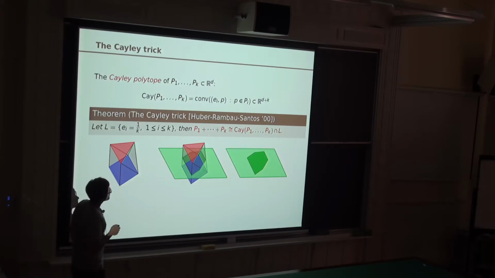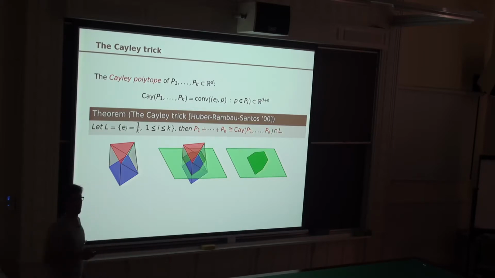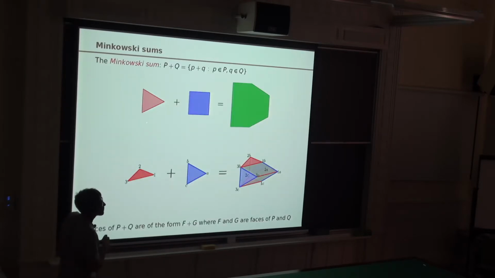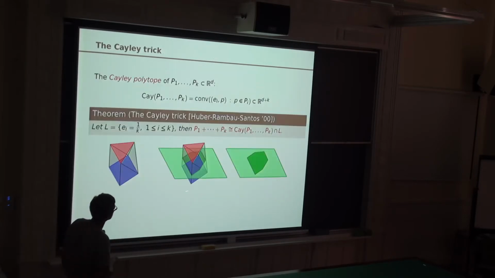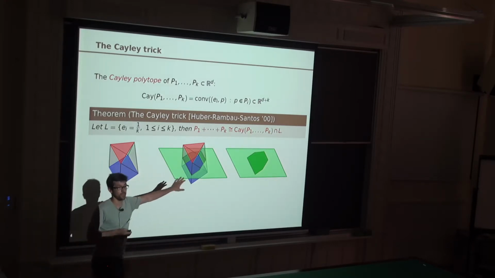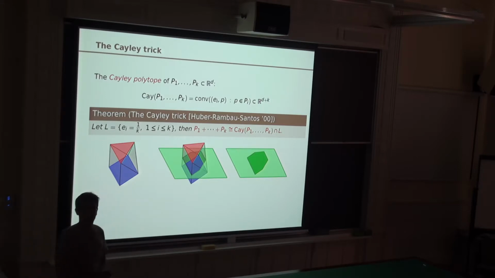It's just that the Minkowski sum of your polytopes appears as a slice of the Cayley polytope, which is what I tried to draw here. The Minkowski sum, so I had it here, of this triangle plus this square is this shape, which appears here as the middle of these two, the triangle and the square. If you have several polytopes, it's not a hyperplane that you're intersecting with, but some lower dimensional subspace. But there's always this kind of behavior.